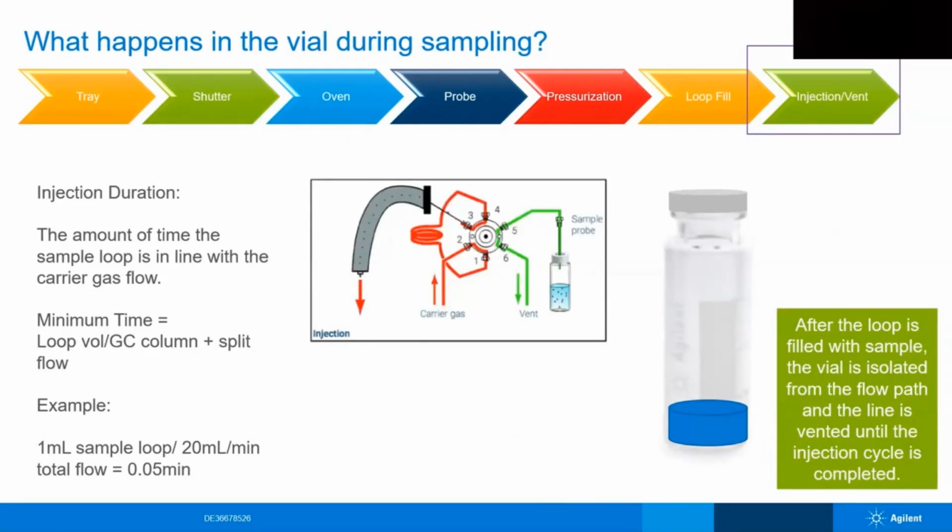We need to make sure that we have enough flow within our sample path to adequately flush our sample loop with our sample contents onto our transfer line. An easy way to figure that out is to think of our loop volume, which is typically 1 milliliter, and divide that by the sum of the GC column flow and the split flow, because that's the total amount of flow that's coming through the headspace before it splits at the inlet.